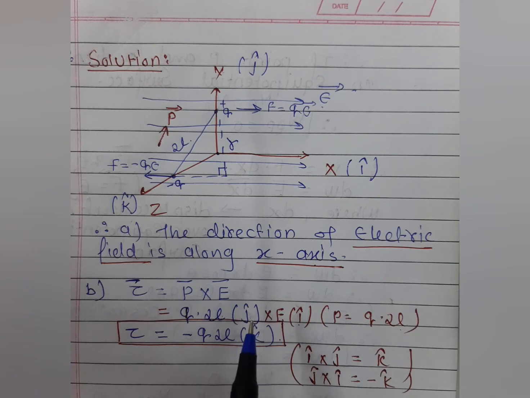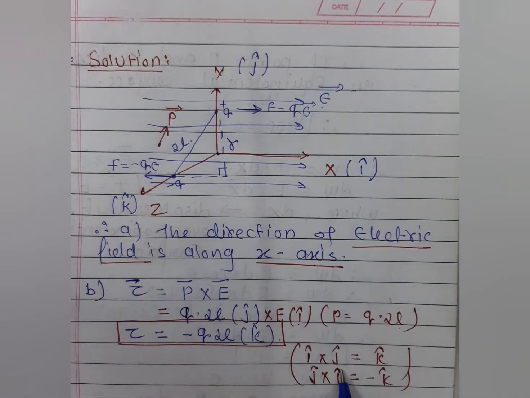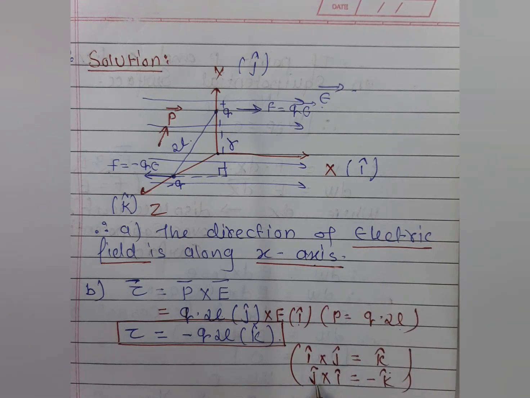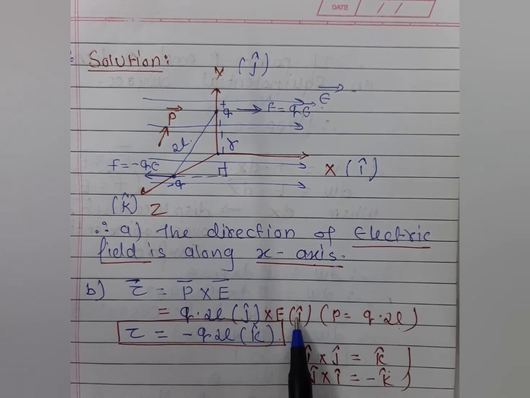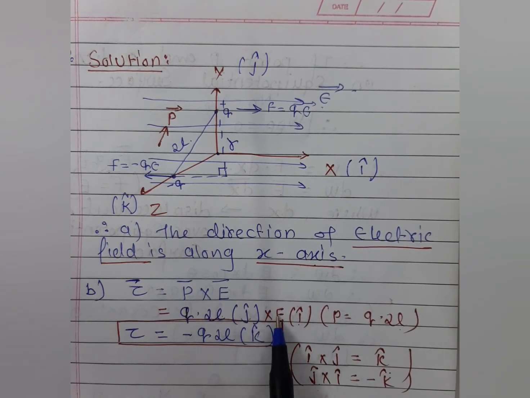Why are we getting the k unit vector? Here I am giving a recall about scalar and vector, which you already studied in 11th standard, students. Vector i cross j is equal to k. And when we take the inverse, j cross i is minus k. Here we have the condition j cross i, so in place of j cross i we use k with a minus sign. So tau is equal to minus q into 2l and vector k.